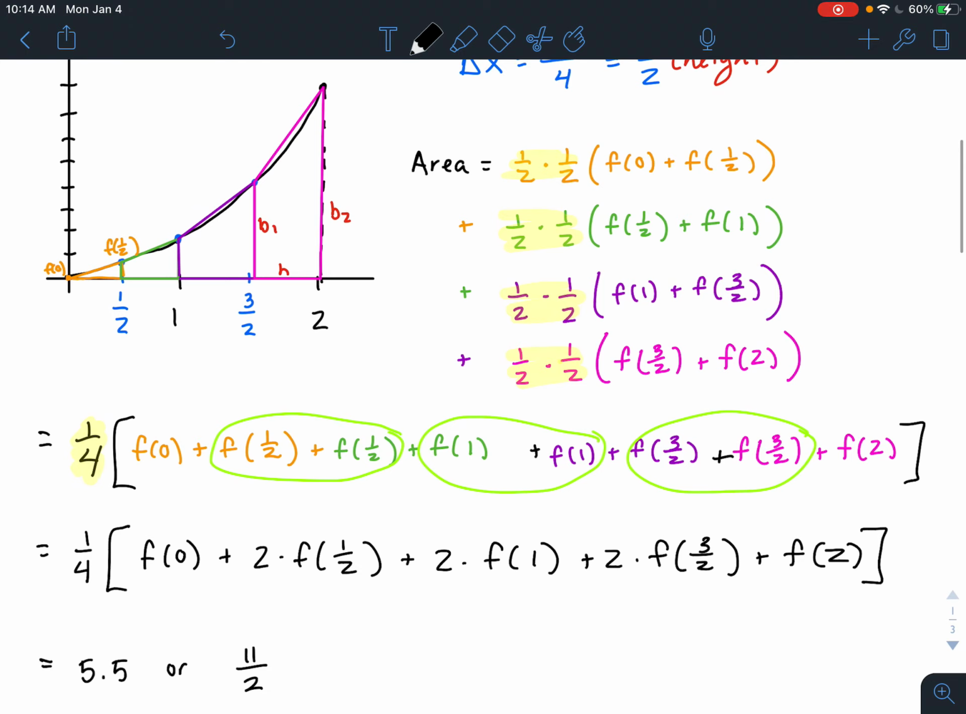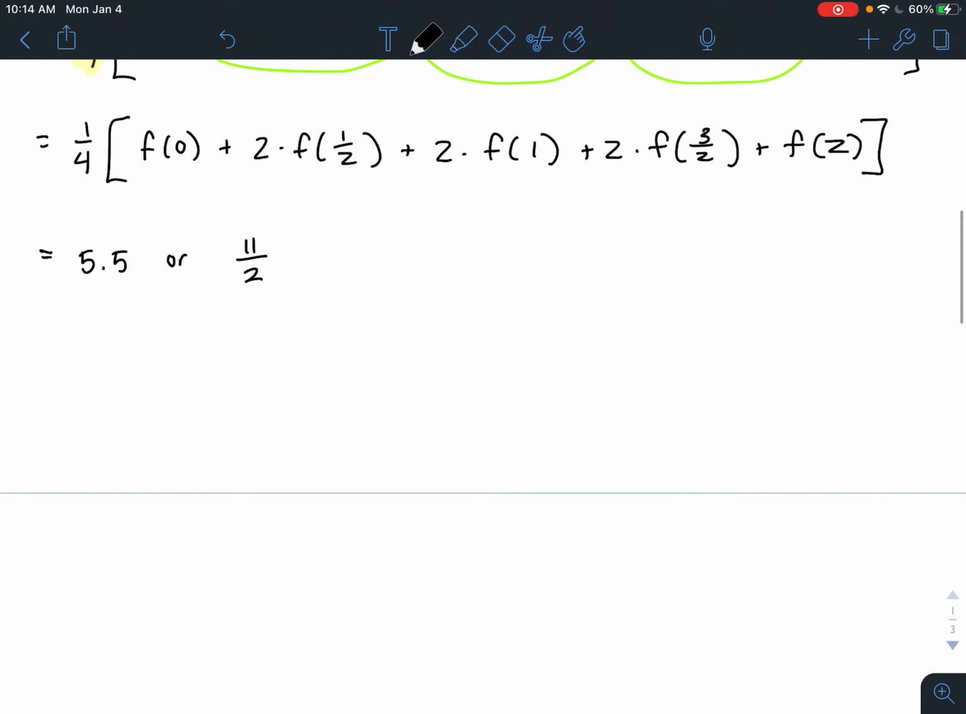Because of the way the bases of the successive trapezoids in a trapezoid rule problem always overlap, the only ones that don't overlap are the very leftmost base and the very rightmost base. So your starting base and your stopping base. In other words, the starting and stopping points on your x-axis, those heights of the function there. So if you want, we can generalize the trapezoidal rule to be this formula.